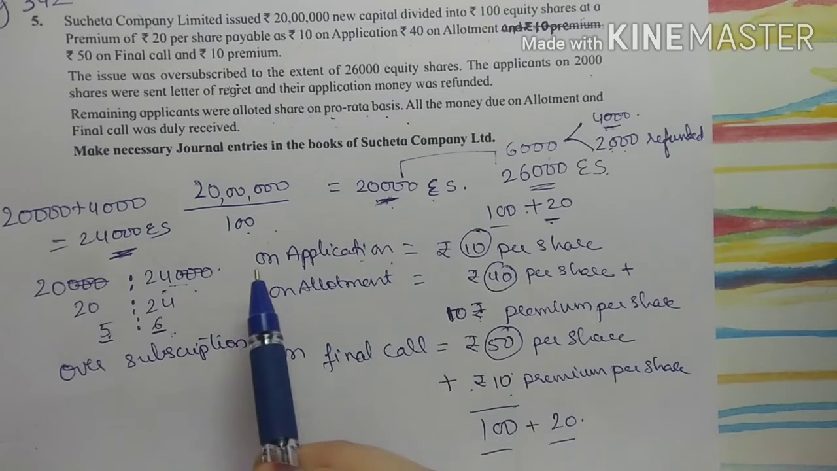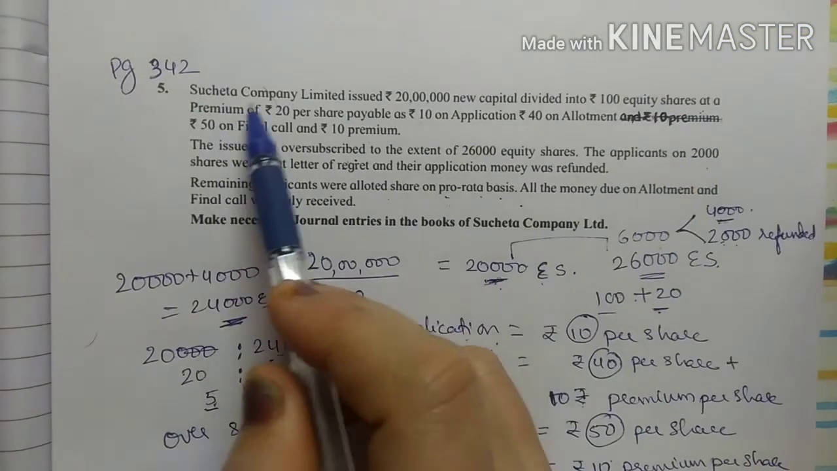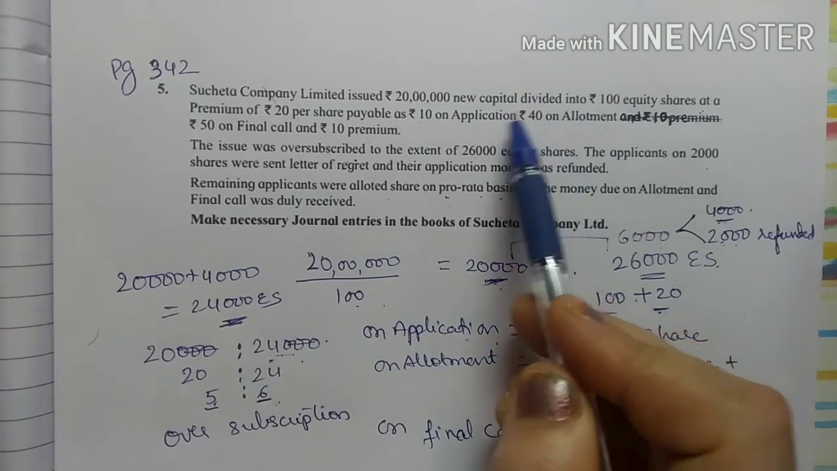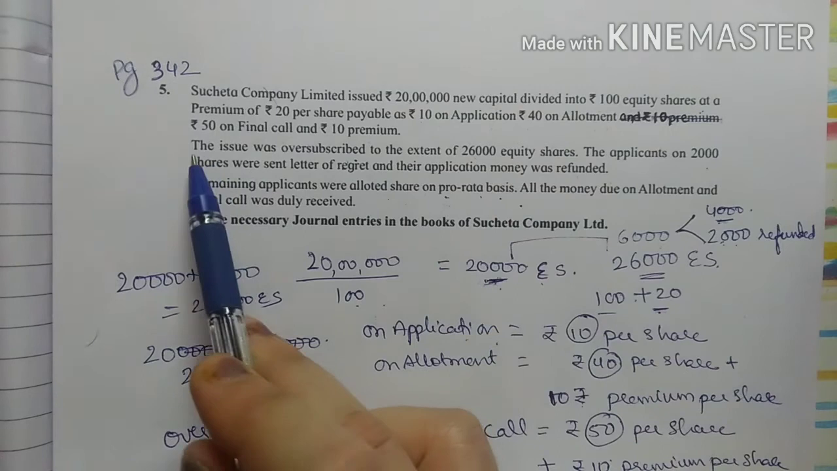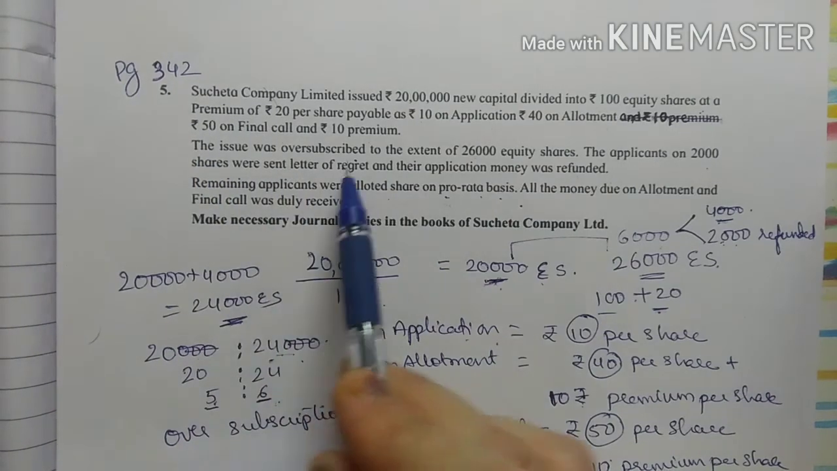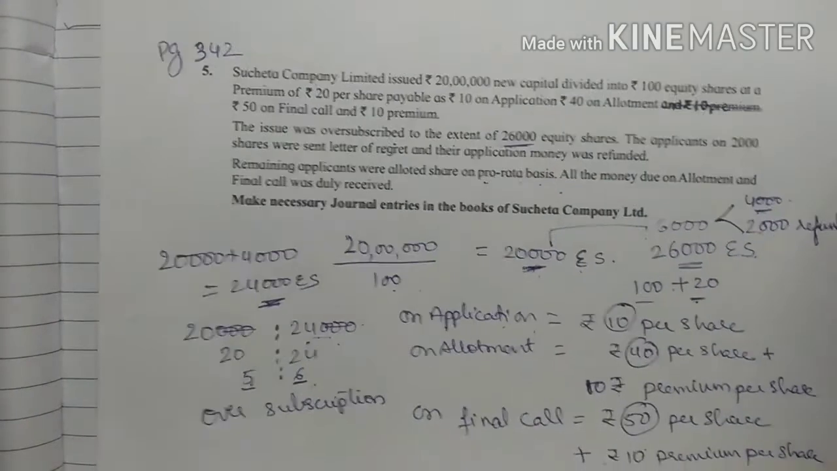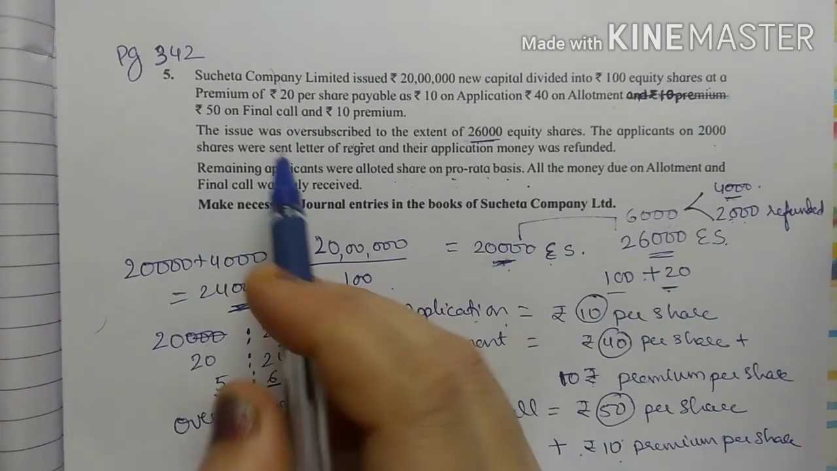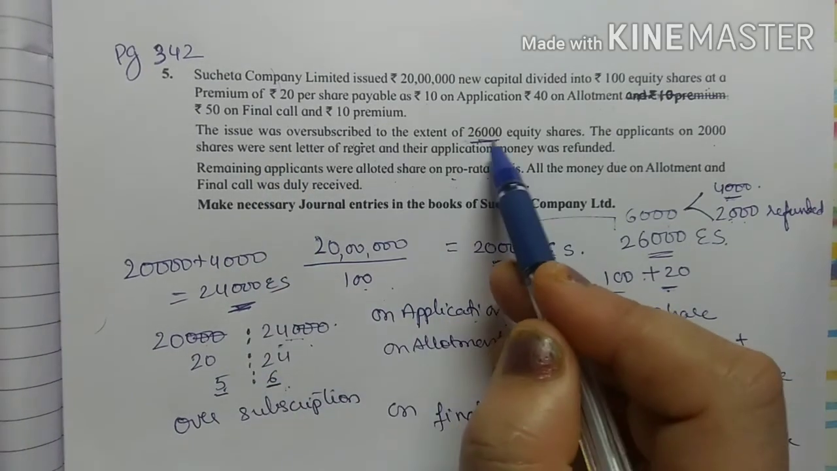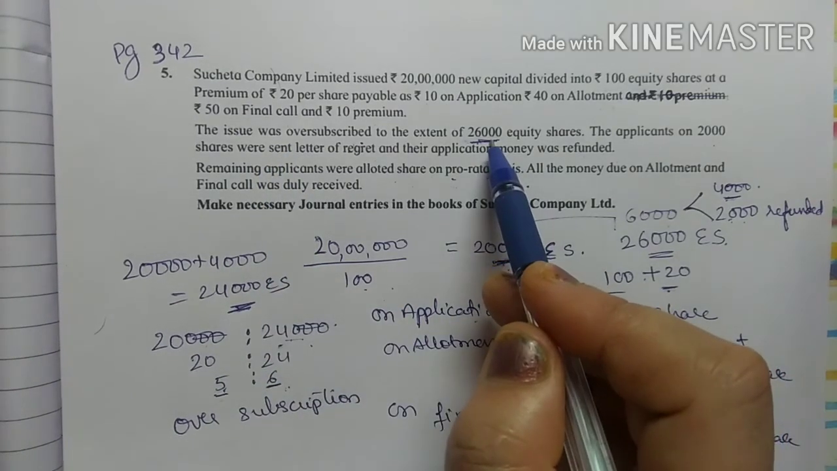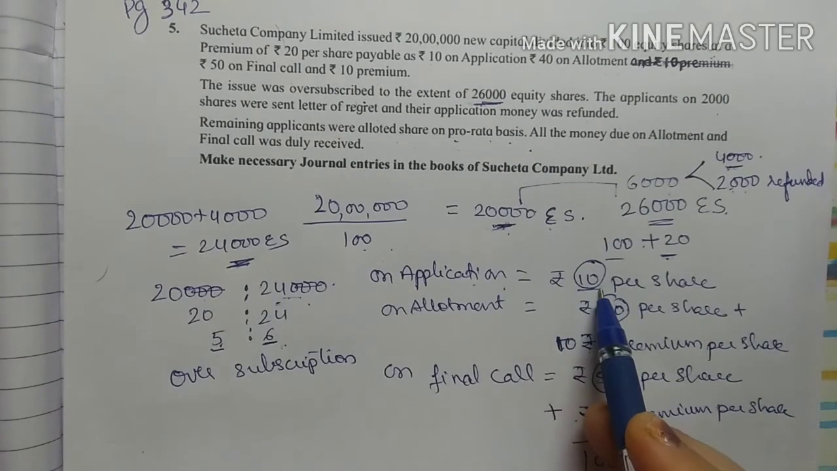So now we can start with the journal entries. So see here, Sucheta company has issued 20 lakh, so there is no entry for this, is just your information. Entry will start from here. The issue was oversubscribed to the extent of 26,000 equity shares. Now see, the first entry will be for application money received. So applications were received for 26,000 equity shares, and on application they have collected 10 rupees per share.